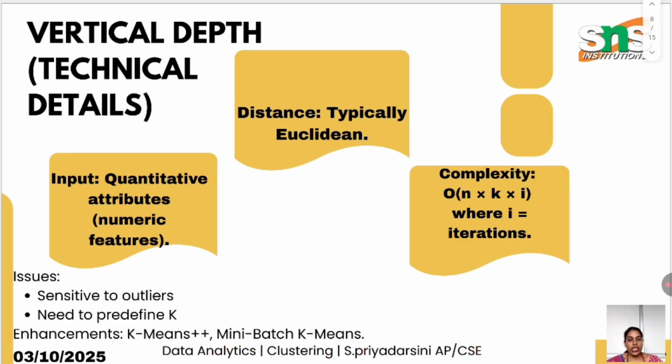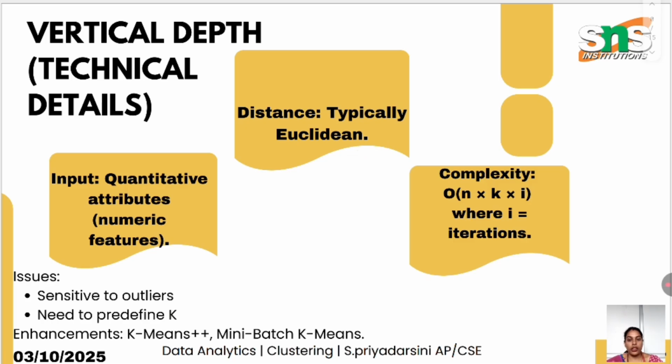Okay, next we will see about the vertical depth. Here we will be seeing about the T-shape. In that, in the vertical depth, k-means requires numerical features as input. It usually uses Euclidean distance to measure the closeness between two points. Consider here we have one point and here we have another point. To measure the distance between these two points, we will be using the Euclidean distance.